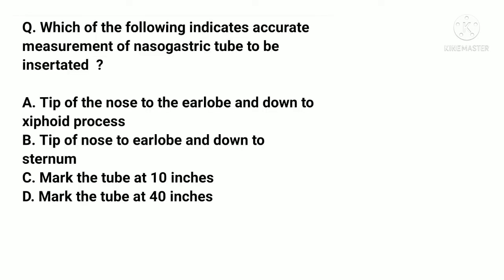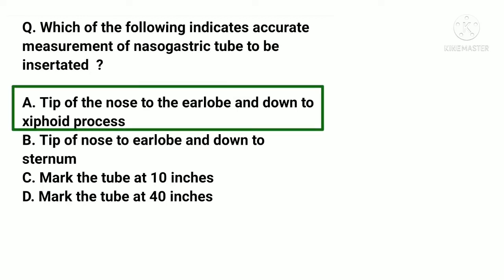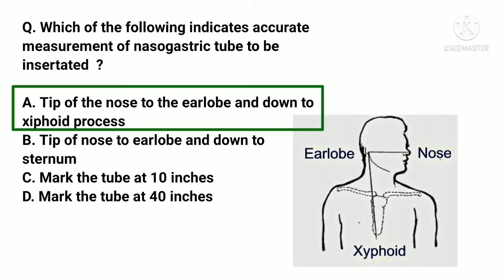Which of the following indicates accurate measurement of nasogastric tube to be inserted? A. Tip of the nose to the earlobe and down to the xiphoid process. B. Tip of nose to earlobe and down to sternum. C. Mark the tube at 10 inches. D. Mark the tube at 40 inches. And the correct answer is A. Tip of the nose to the earlobe and down to xiphoid process. Most accurate measurement of nasogastric tube to be inserted is made from tip of nose to earlobe or tragus and down to xiphoid process.